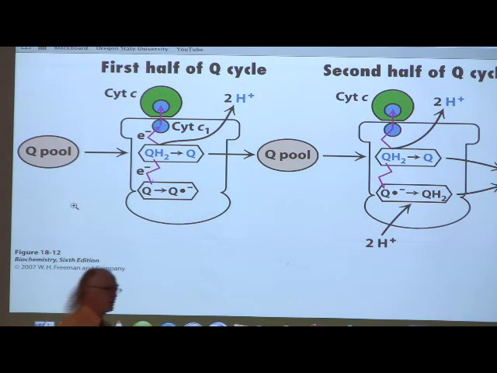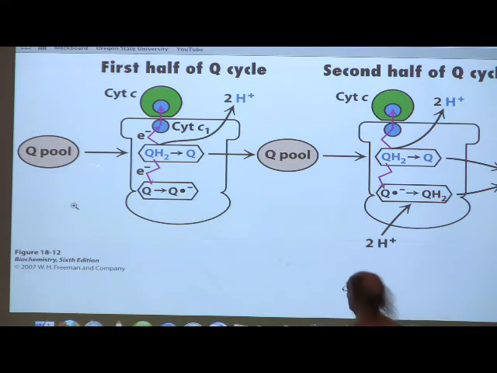We start on the left with something called the Q pool. This is a bunch of reduced coenzyme Q and some oxidized coenzyme Q, meaning some of them have electrons, some of them don't. That's what the pool is. Since those are the only 2 possibilities, that encompasses all of the coenzyme Q in the membrane. Some have electrons and some don't. Everybody with me?